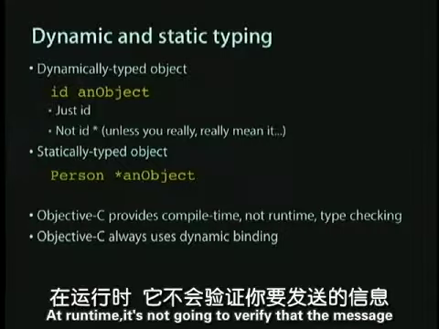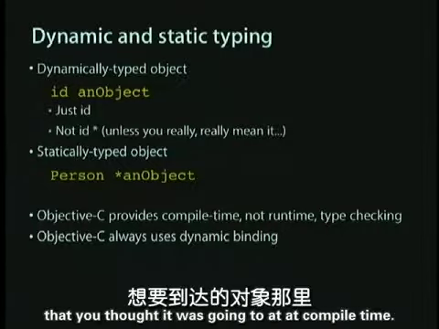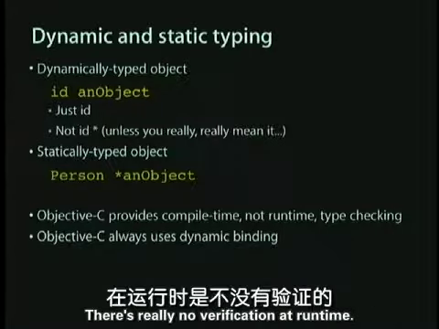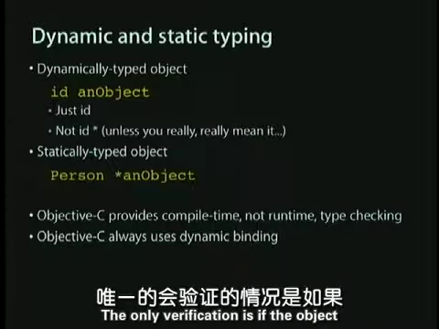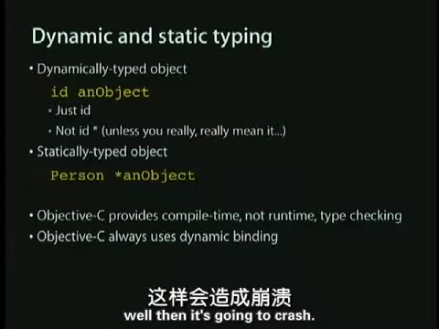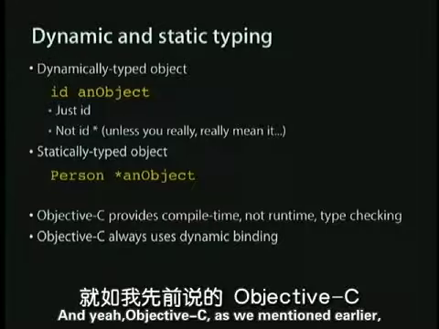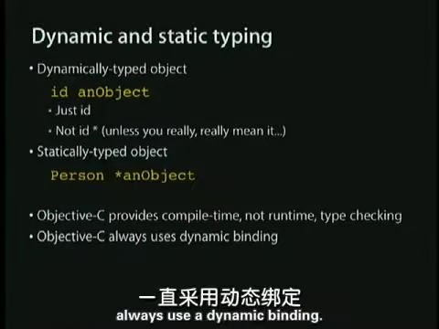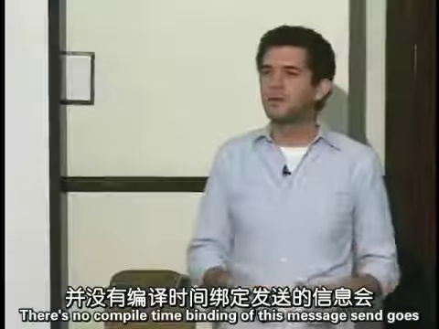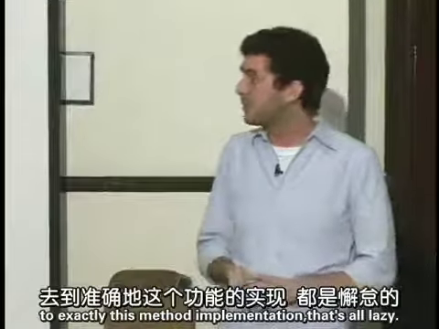At runtime, it's not going to verify that the message that you're trying to send is going to the object that you thought it was going to at compile time. There's really no verification at runtime. The only verification is if the object that you're sending a message to doesn't implement that method, well, then it's going to crash. All of the type checking is done at compile time. And yeah, Objective-C, as we mentioned earlier, always uses dynamic binding. There's no compile time binding of this message send goes to exactly this method implementation. That's all lazy.